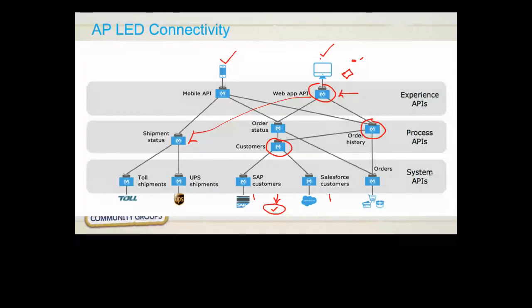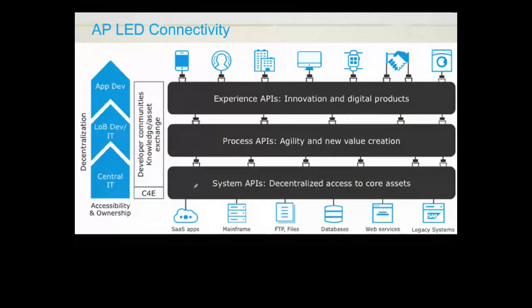Now, as we talked about these three layers, let's say who is responsible for developing which particular APIs. The system API is basically owned by central IT. We say accessibility and ownership. So the central IT, the Center for Excellence, is going to develop these APIs. Then we have line of business developers who are going to develop your process APIs. And then application developers are going to develop your experience APIs to show the data, to show the outcome in a mobile format, on an iPad, or any other system that you have. So this is basically related to API-led connectivity.